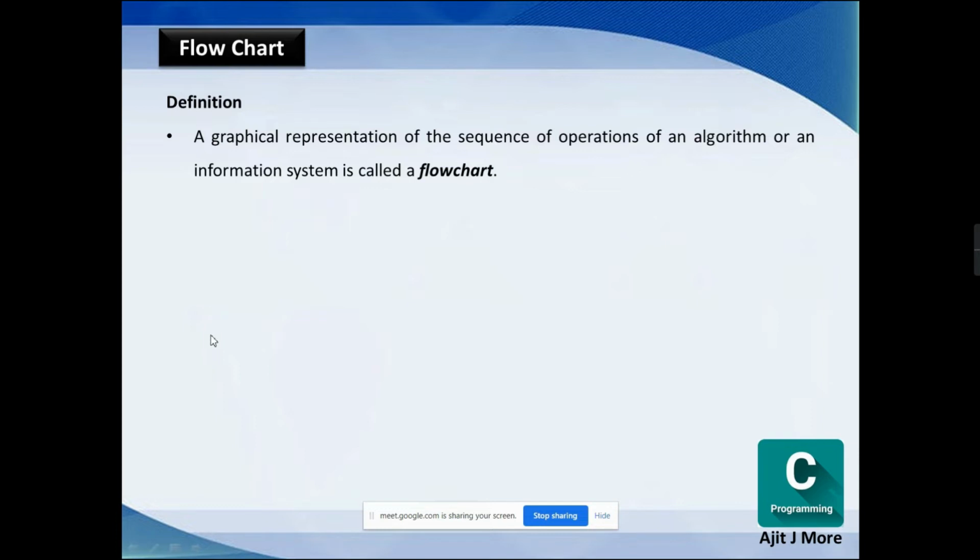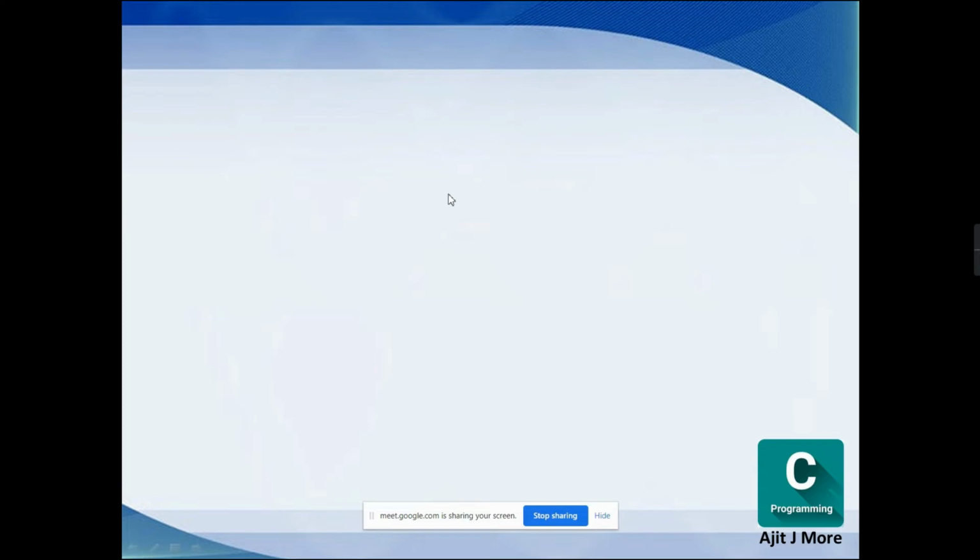The sequence which we write in English, read this, then calculate this, then print this, or somewhere we take decisions, if this then do this, otherwise do this, or do this repeated times. So after doing, go back here. All that sequence of operations, you're showing in a graphical way. That is a flowchart.